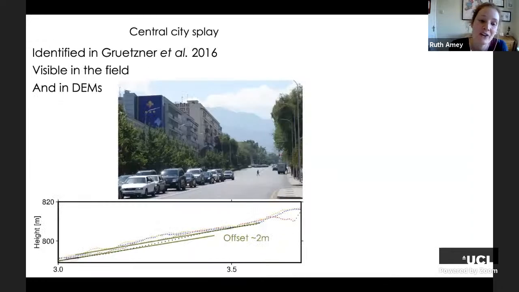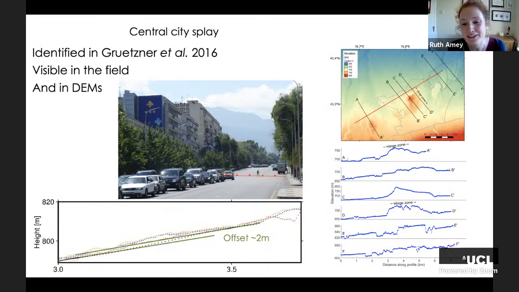So we've characterized a fault that goes through the center of Almaty. This is visible in the field. You can see I've put on here to highlight this change in topography behind the row of parked cars. And this is evident on parallel roads, suggesting it's extending throughout the city. We've identified this in our high resolution DEMs, and at the bottom here in the profile, we fit a line of best fit to the GPS that we took of this fault in the field, suggesting an offset of about 2 meters.